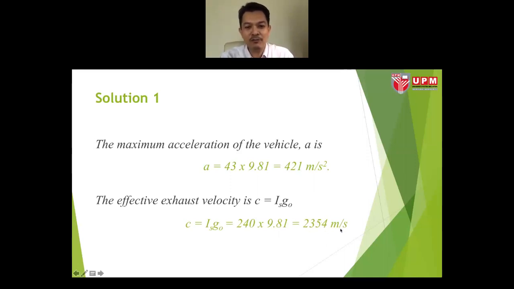Make sure you put meter per second. If you just put 2354, even though the number is correct, you don't have the unit, so you don't get the mark and your answer is wrong. So make sure every unit is correct. If you have decimals, just put 2 decimal places. Don't put 4 or 5 decimal places. Okay, thank you for the answer.